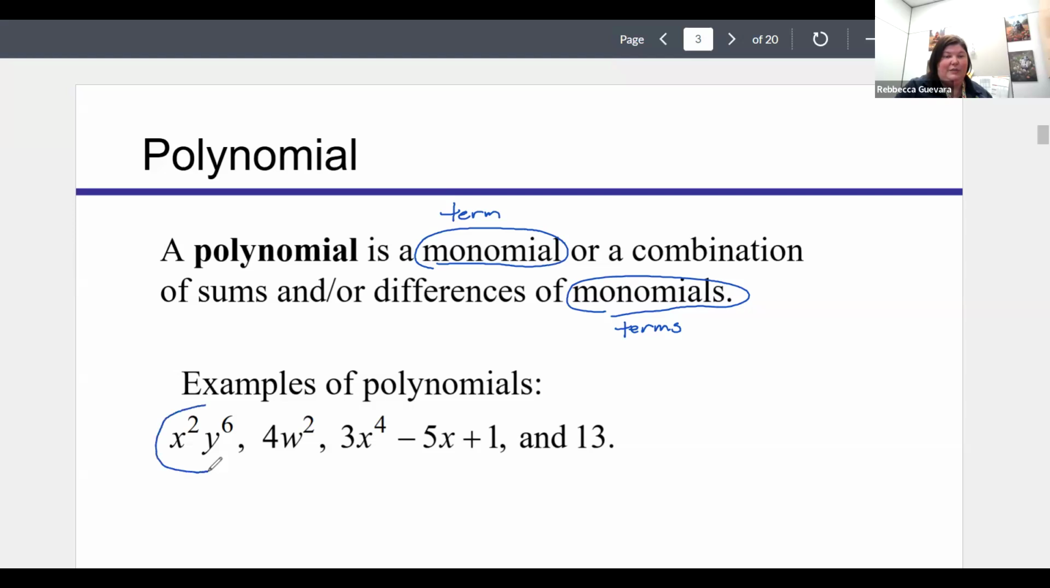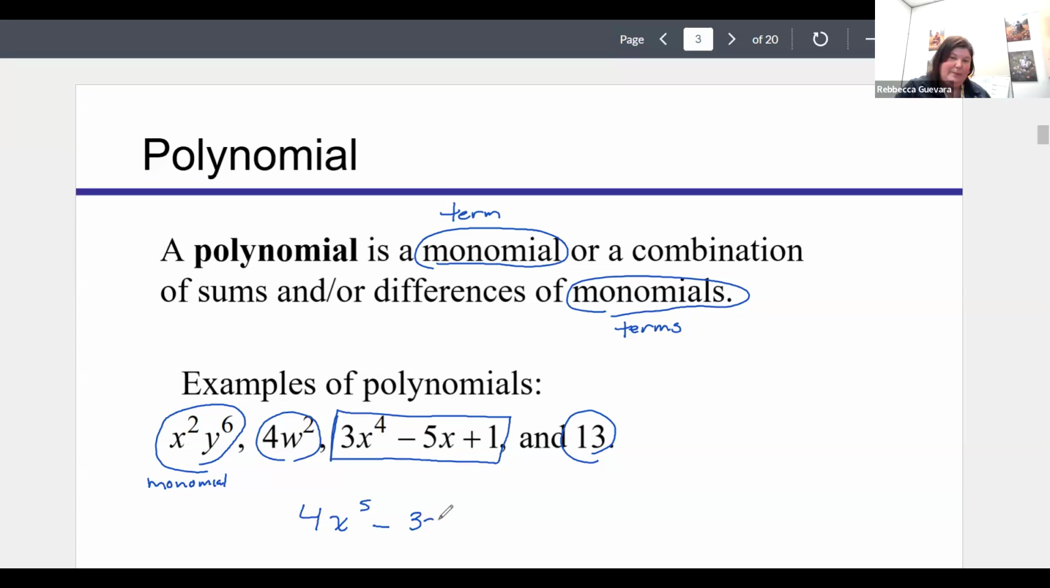So once again, your polynomial could be something like x squared y to the 6th. This is just a monomial. And so is this one. But it could also be a couple monomials put together. So it could be 3x to the 4th minus 5x plus 5. Or once again, it could just be a singular number like 13. But just as long as I have some sort of summation or difference of terms, that is going to be a polynomial.